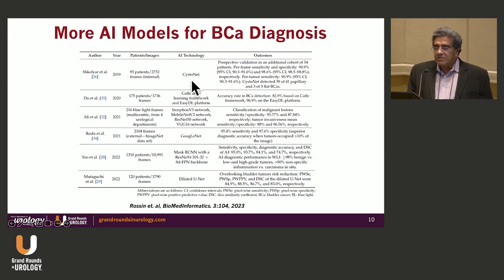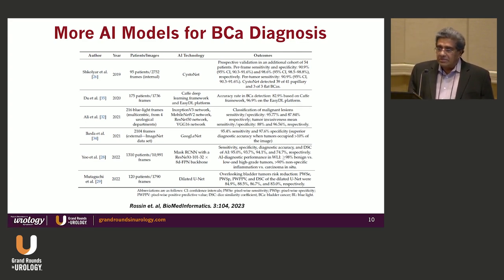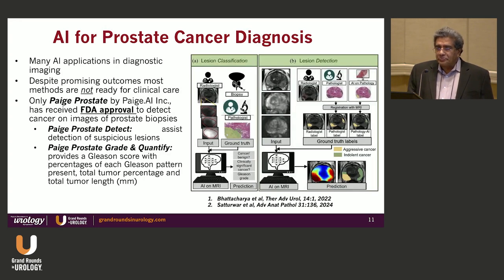And on this slide, I have identified some other networks, AI technologies that have been used. There's GoogLeNet, and then there's CystoNet. They all have very high sensitivities and accuracies. And so let's look at prostate cancer, which is very near and dear to me and Dr. Crawford and everybody else here.